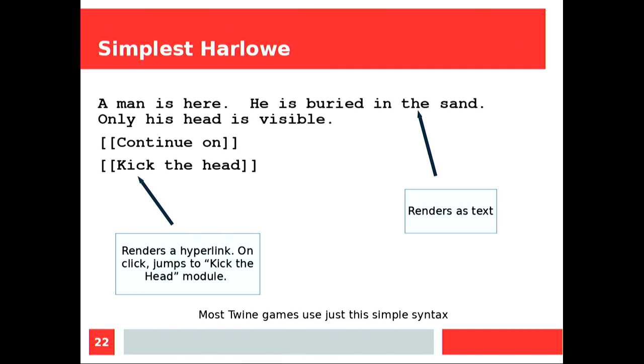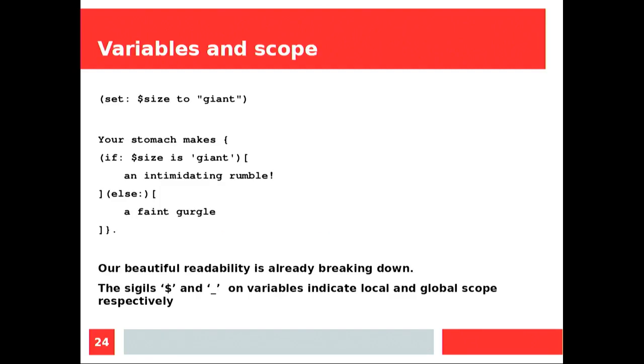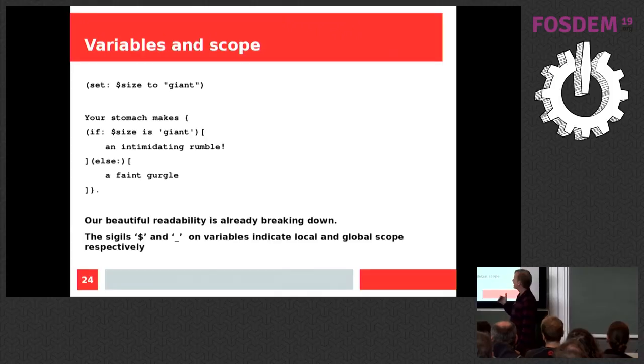So again, this is simplest Harlowe. It renders a hyperlink and it jumps to a module by that name. It has basic styles: emphasis, strong, italic. So far, so good, still newbie friendly. And then when you start trying to do things like change the color or introduce images, it all starts going off the rails. There are variables and scope. The variables are delimited by sigils. The code appears in parentheses, interrupted by keywords that have colons.